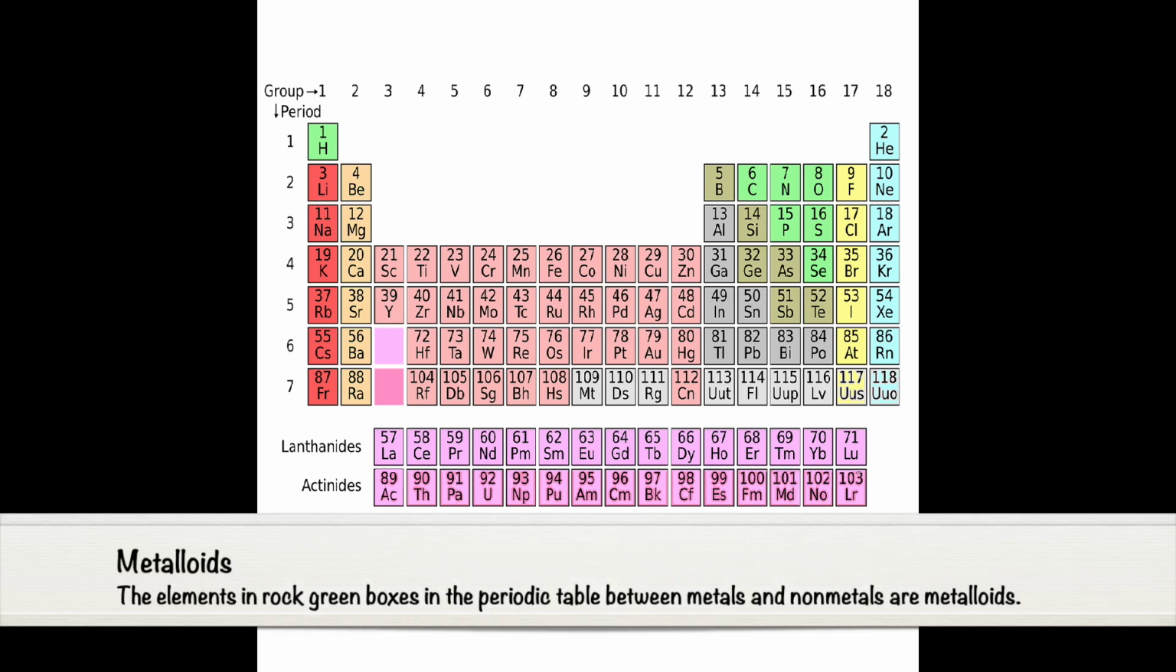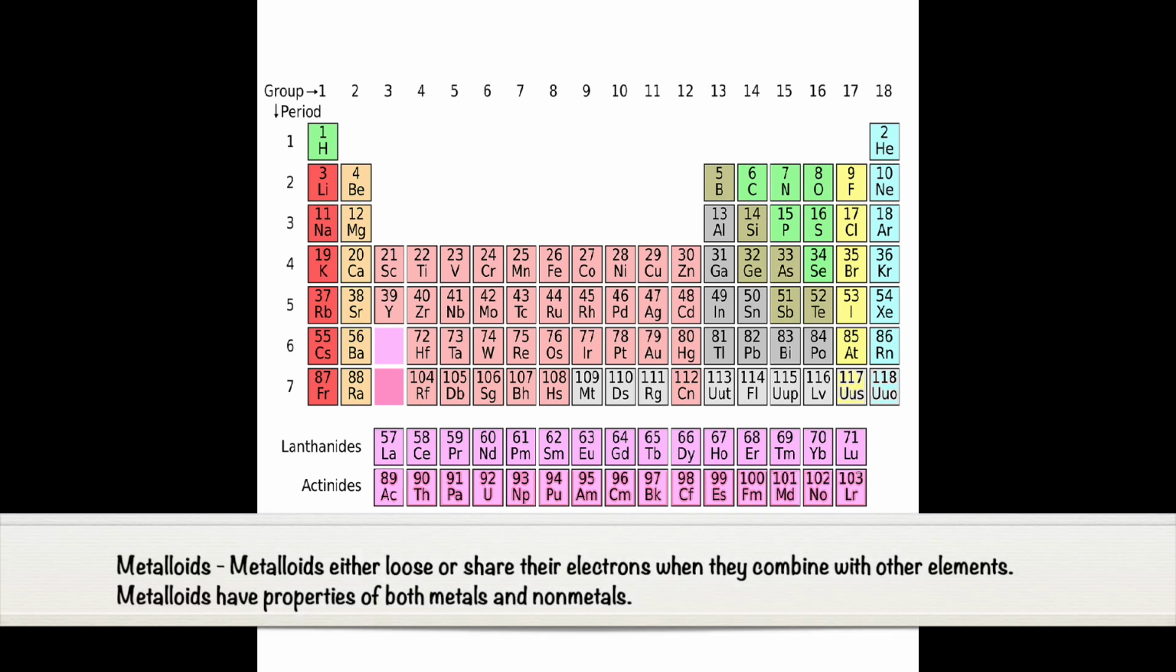Metalloids. The elements in rock green boxes in the periodic table between metals and nonmetals are metalloids. Metalloids either lose or share their electrons when they combine with other elements. Metalloids have properties of both metals and nonmetals.